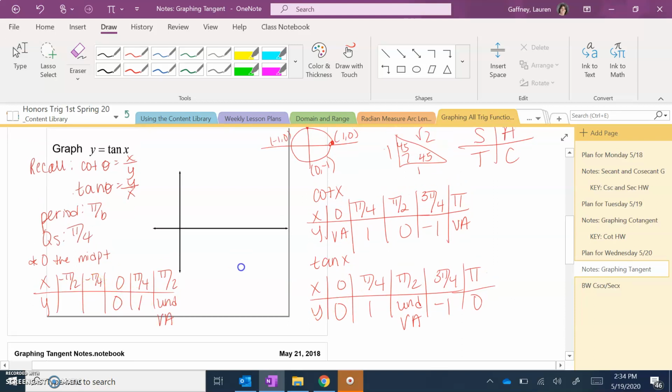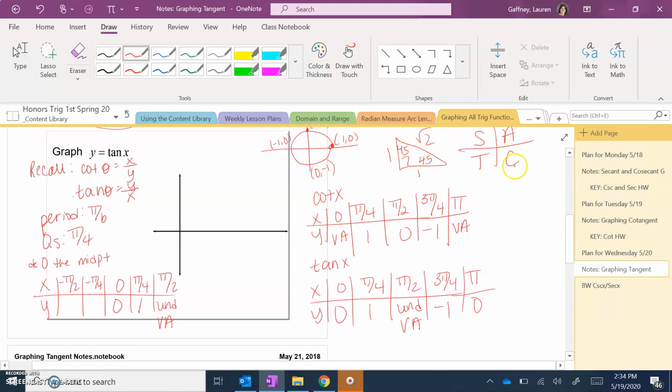If you would go to negative pi over 4, you would still get 1 over 1, but now that's in quadrant 4, so it would be a negative 1. And then if we go to negative pi over 2, we would get undefined there, so that would create the VA. So that way you can see, kind of like cotan, we have the VAs on the end again if we shift this over.